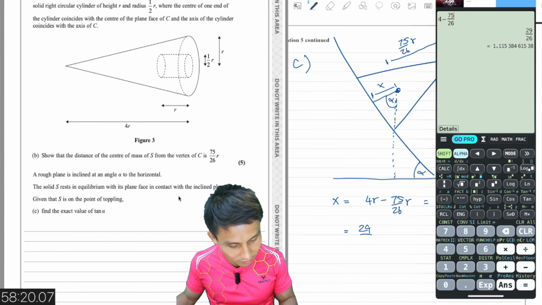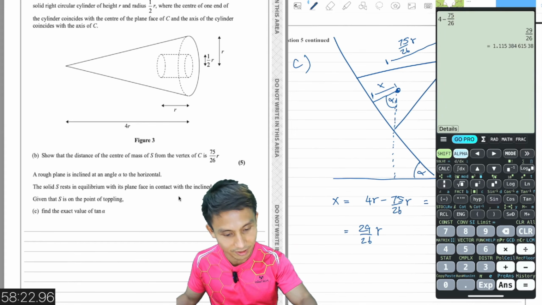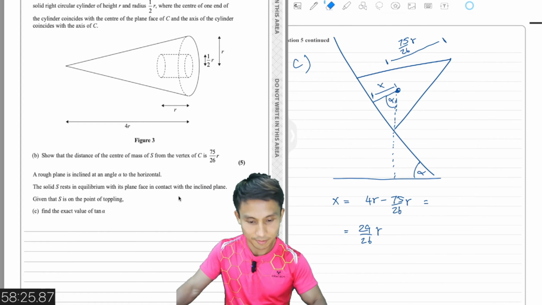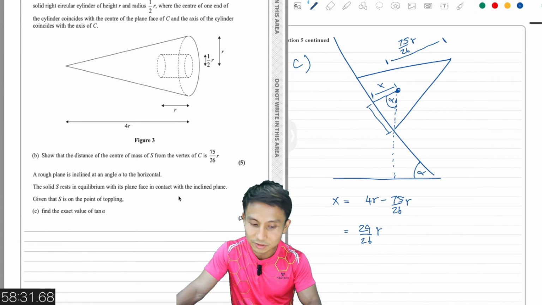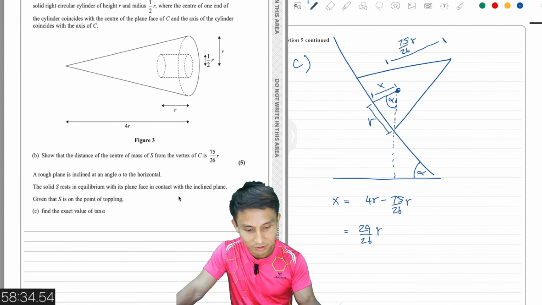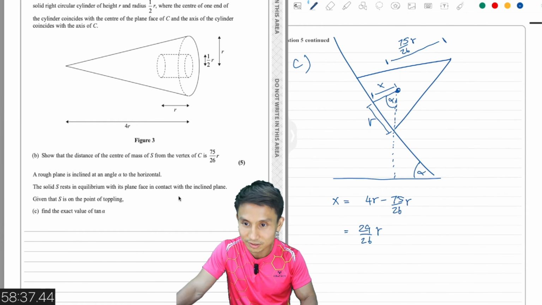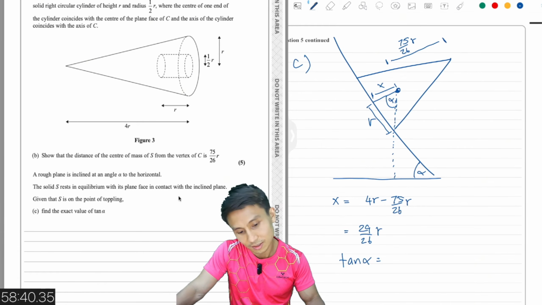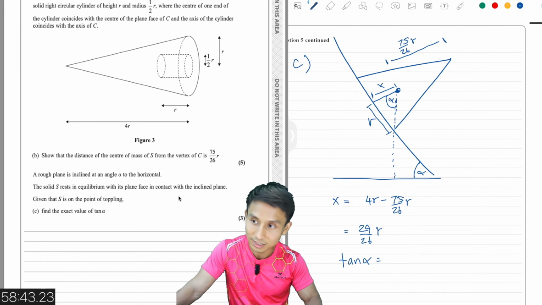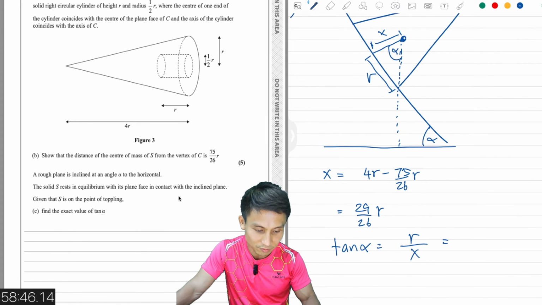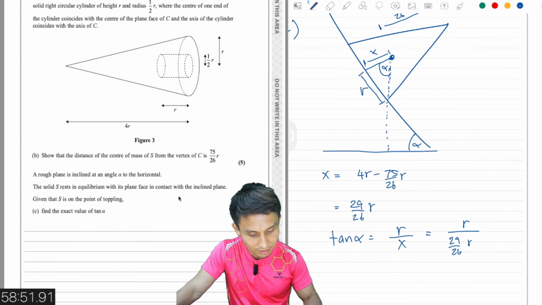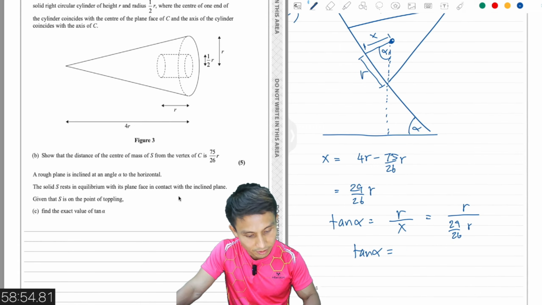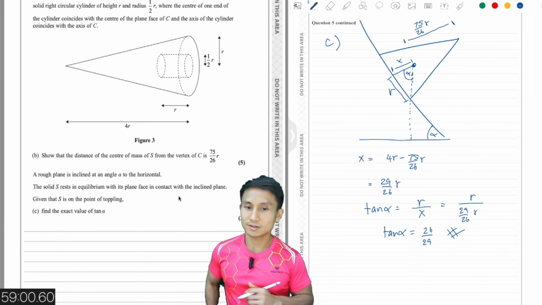Okay, 29 over 26r. All right, here we go. So that's the x distance. Now, we also know that this is just the radius of the cone, which is r. So there you go, tan alpha. Using SOHCAHTOA, tan alpha is just r over x, which is r over 29 over 26r. So tan alpha would just be 26 over 29. Exact value. That's it. That's not too bad, right?